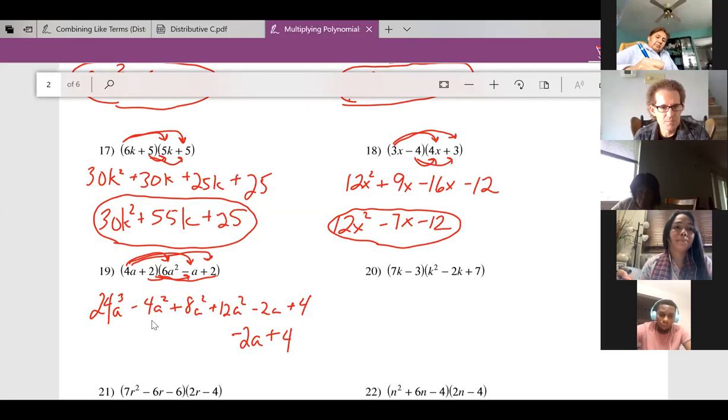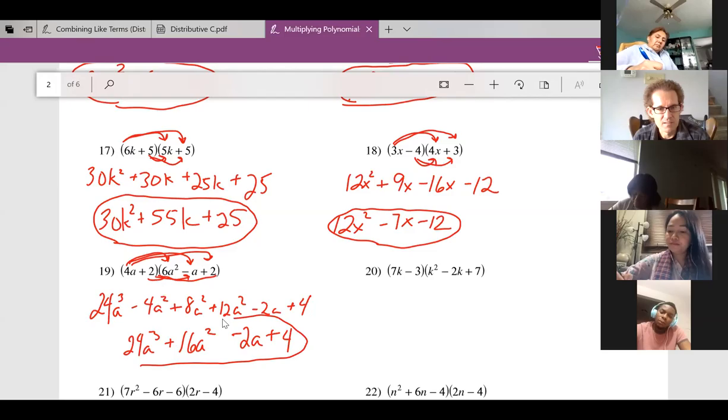So negative 4 and 8 is going to be positive 8. Positive 8 plus 12 is going to be 16a squared. So I'm going to write 16a squared. And then this 24a to the third power has no like terms. So I'm just going to rewrite 24a to the third. And this becomes your simplified polynomial for number 19. Kind of a long one.